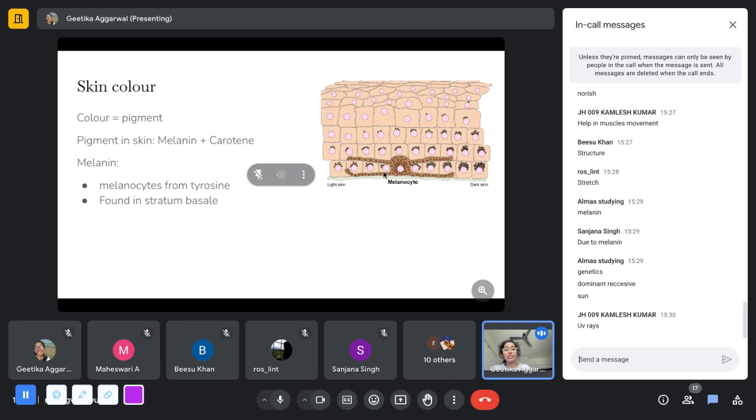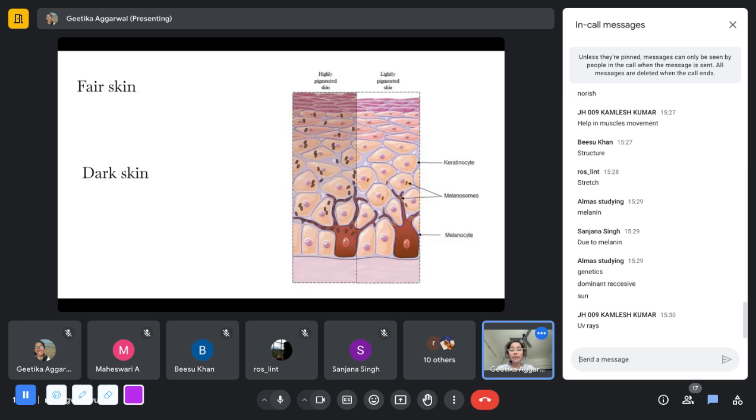As you can see from this diagram, in lighter skinned people, the melanin only goes so far, it does not go to the upper layers. But in darker skin, melanin is found even in the upper layers of the skin. And as you all mentioned, melanin has a function of absorbing UV rays and protecting us from them. It is packed in vesicles, which are called melanosomes. These are some terms that you might want to keep in mind.